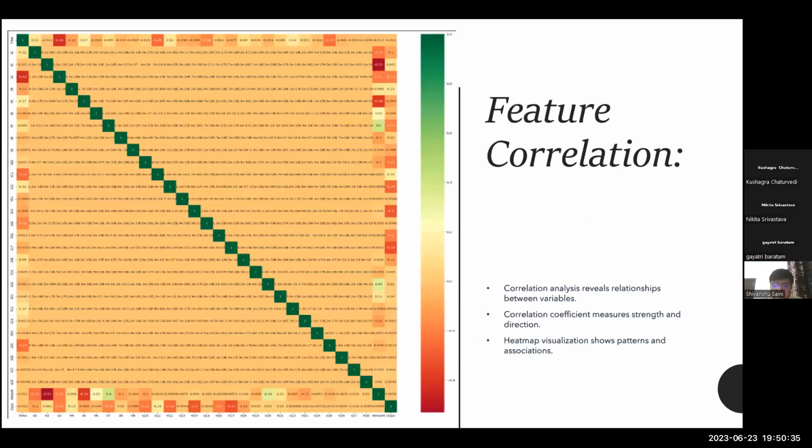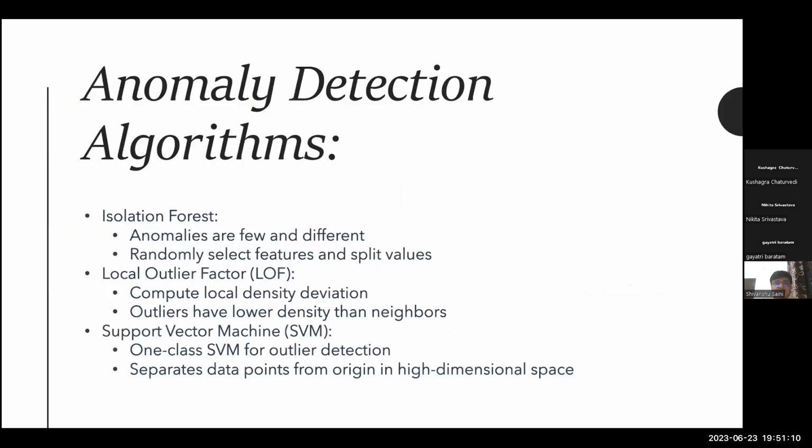Now, feature correlation. The question here is, what is meant by correlation? Correlation analysis helps us understand the relationship between variables in a dataset. By calculating the correlation coefficient, we can determine the strength and direction of relationships. Heat map visualization is used to represent the correlation matrix, highlighting the patterns and correlations. The green color here represents that the correlation is very high, meaning the features are highly related to each other, and the red color shows very low correlation, meaning these are very less correlated.